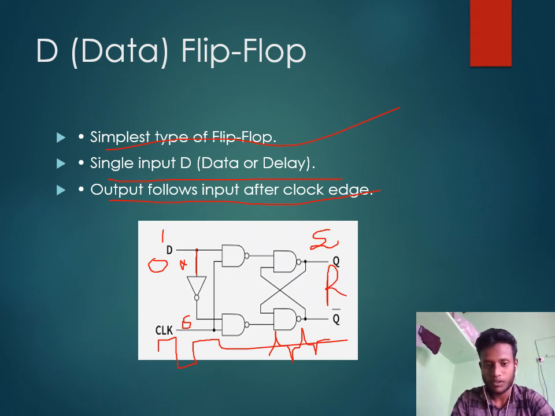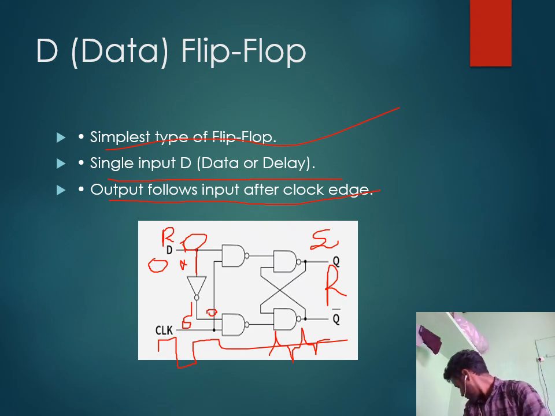Same as the RS flip flop, but we join these inputs. When you give 1, what is the set? 0. This is giving R to the 1, S has 0. That's why it is set condition. When you give 0 here, the complement of 0 is what? 1. That means it is in set condition. It has no toggle input if you give only 1 and 0.